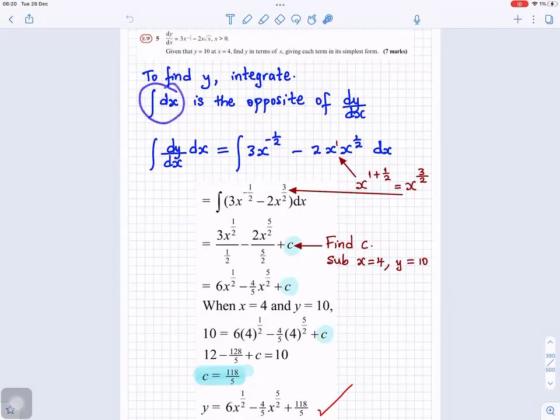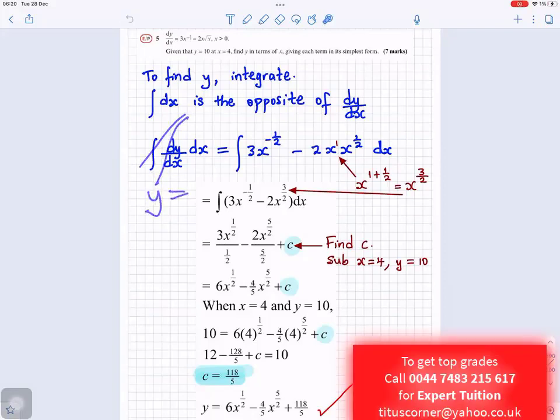So integral is the opposite of dy over dx. When you integrate dy over dx with respect to x, this integral sign will cancel with that d, and you end up with y. So how do you integrate 3x to the minus a half minus 2x to the power 1 times x to the half? The 1 and the half add together, 1 plus a half gives you 3 over 2.